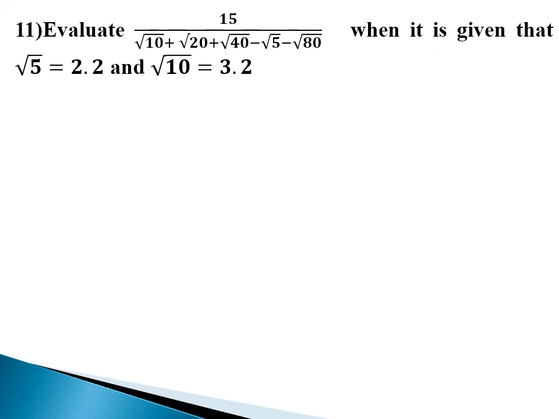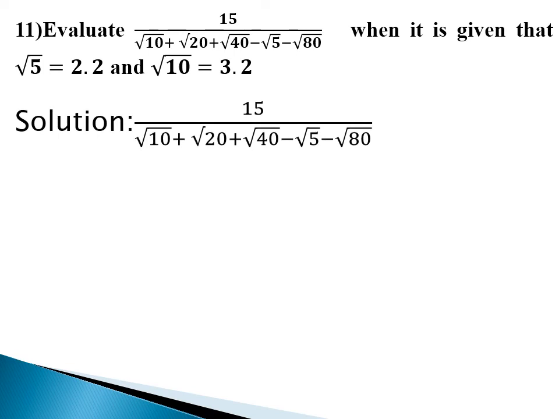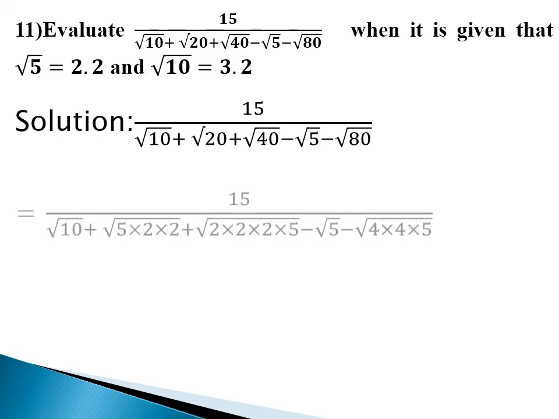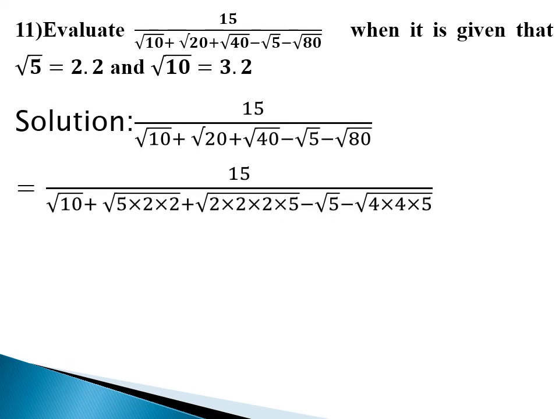Next example, evaluate 15 by root 10 plus root 20 plus root 40 minus root 5 minus root 80. It is given that root 5 equal to 2.2 and root 10 equal to 3.2. We have to find the value only here. So how will the steps be? In the question itself, again we are making the factors of the denominator. Root 10 value is given, so we are not making any change for root 10.